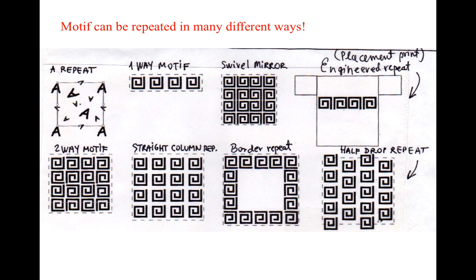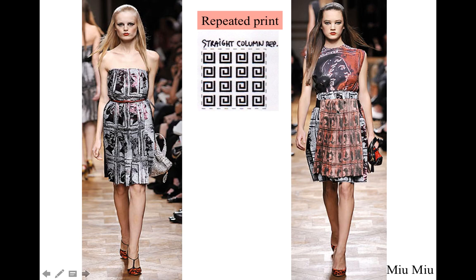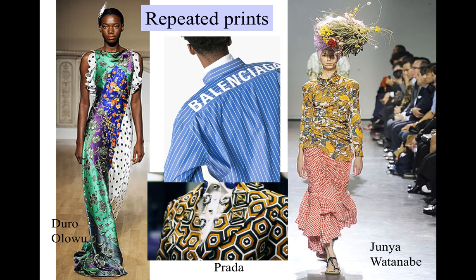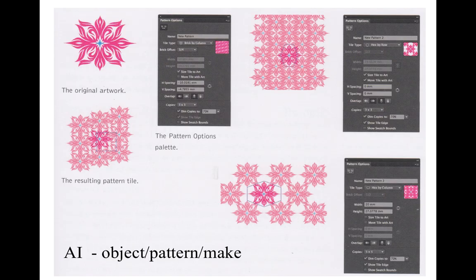are not pictured here. There's also a border print, such as what you would have on a scarf, and a placement print, for example here on a t-shirt. So here's another example of a basic straight column repeat on this Miu Miu outfit. And then stuff like polka dots, stripes, checks, even floral prints, they're all examples of overall or repeated prints.